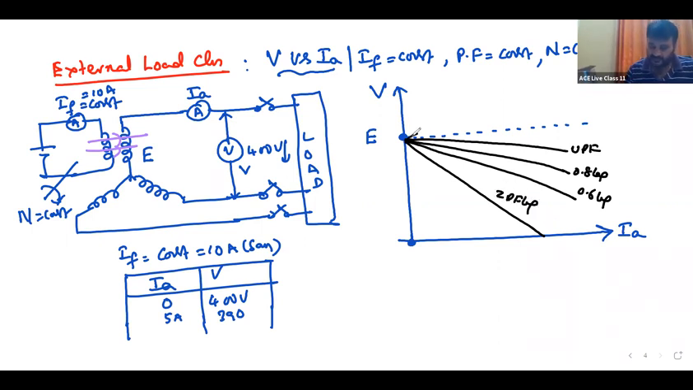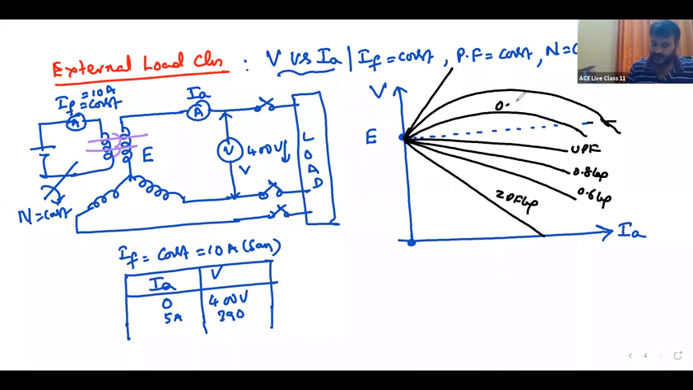Similarly, leading power factor, rising, no? Leading power factor increases. 0.8 leading, ZPF leading. This is 0.8 leading, 0.6 leading, and this is ZPF leading. Okay. These are the characteristics, ZPF lagging and ZPF leading. But ZPF lagging is more drop.